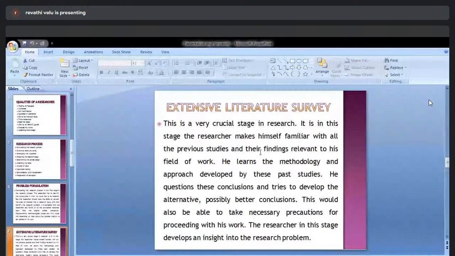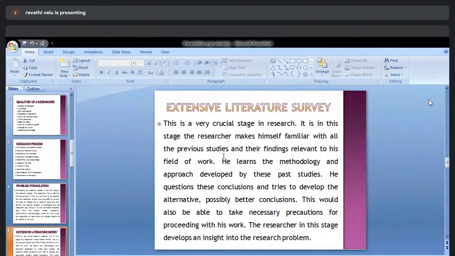That is said to be review of literature. So this is what I have given here. It is in this stage the researcher makes himself familiar. Now you are the researcher. You are going to make yourself familiar with all the previous studies relating to stress management here.